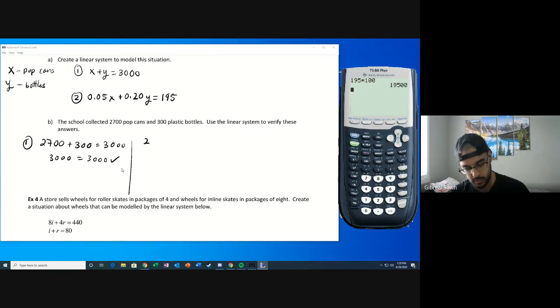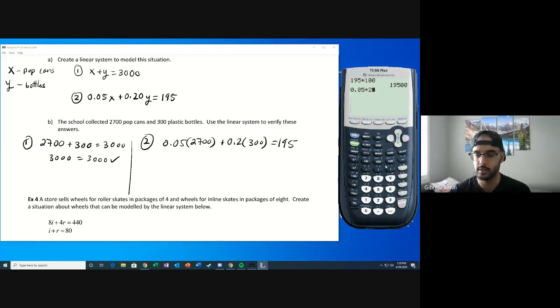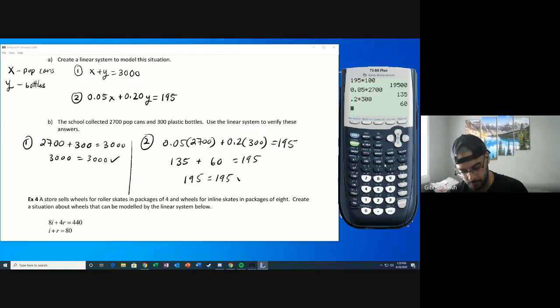But now when we go to check the second one, we need to be careful about the decimals. So 0.05 times the X value of 2,700, plus 0.2 multiplied by 300, needs to equal 195. If we grab our calculators, 0.05 times 2,700 gives us 135, plus 0.2 times 300 gives us 60. That needs to equal 195, which it absolutely does. So now we know both equations check out with the answer provided. We know we're right. Our system has to be correct because we verified the answer in both of them.